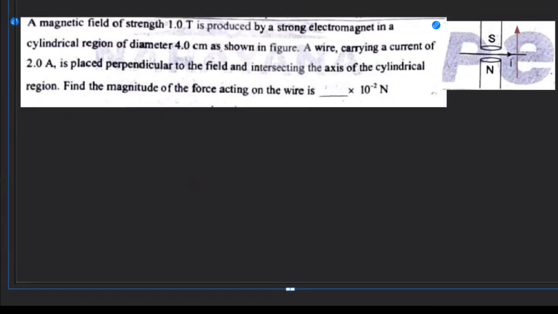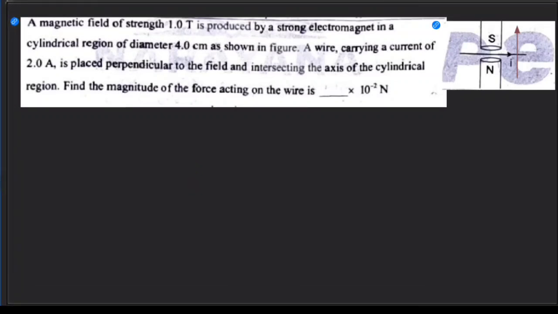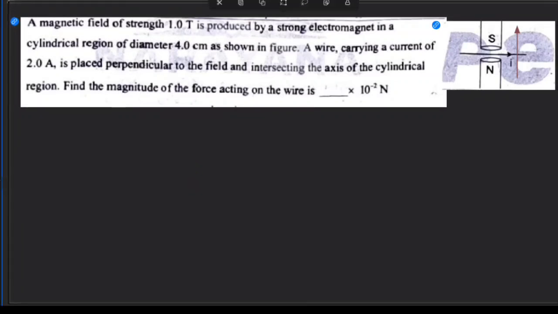There is a magnetic field here like this in the upward direction, and there is a current wire. The current wire is like this, right? Clear? So now let's say this is the diameter region. So this wire is only up to here, right? This is a cylinder.